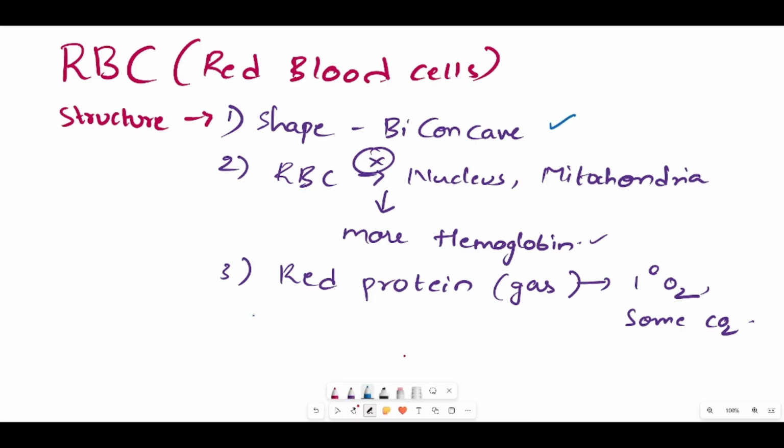So let me just repeat all the points. First thing is it has a biconcave shape. Second, RBC does not have a nucleus and mitochondria, because when there is no nucleus and mitochondria, it will have more space for hemoglobin. It has one red protein. This is mainly useful for the transportation of gases. Primarily, it will be transporting oxygen and some carbon dioxide can be removed from the body.